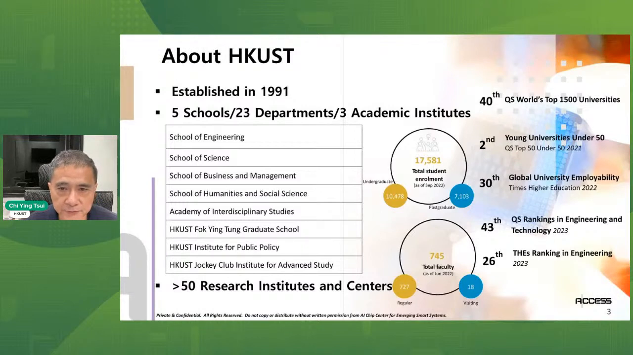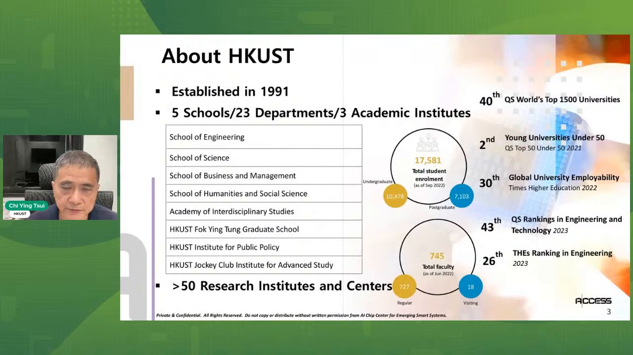Because we are focused on science and technologies, we don't have a large university. We only have 5 schools, 23 departments, and a few academic institutes. The total number of students is now about 18,000, of which about 55% are UG students and 45% are PG students. And our faculty size is around 750. Those are some of the figures about HKUST.